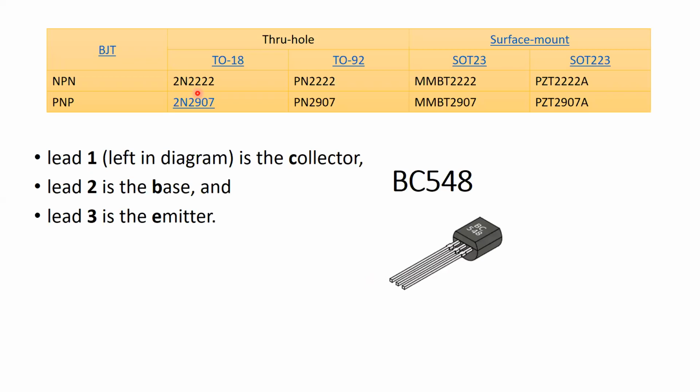So we have just seen 2N2222, and there is this part number. For PNP, you have this part number 2N2907 and PN2907 for another package. Nowadays, due to the space constraint and the miniaturization technology, we have surface mount transistors and the packaging is SOT23. We'll see that some other time. And the part numbers are as shown and as given.